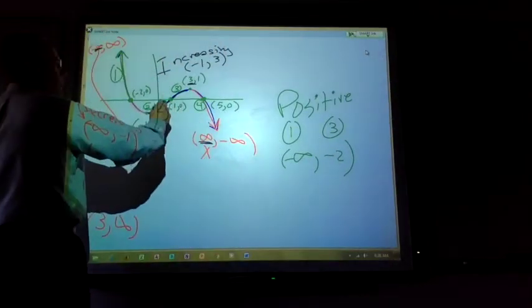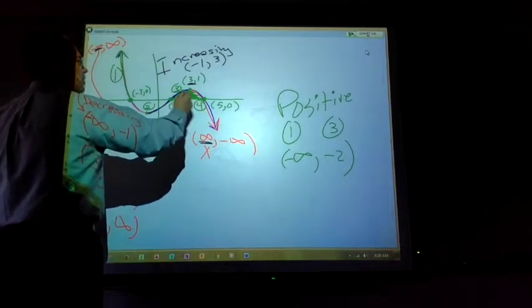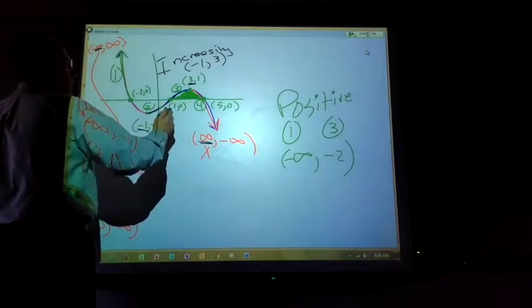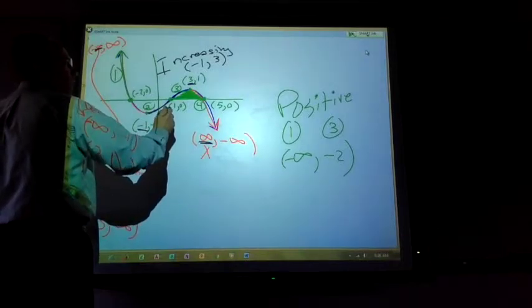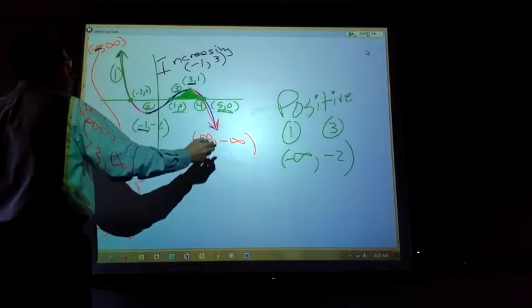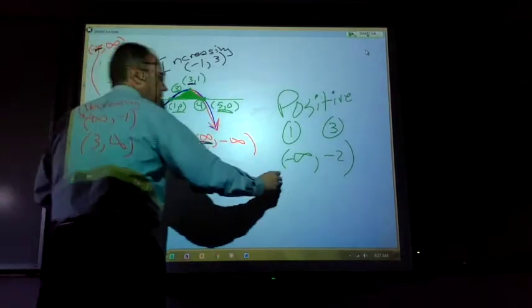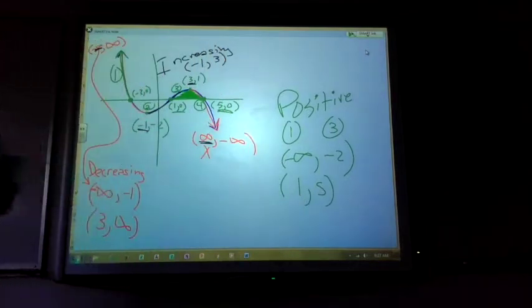And from here to here, this region here, that's all a positive region, it's above. So where am I in the x direction? 1 to what? 1 to 5. Okay, we're only talking about those regions.